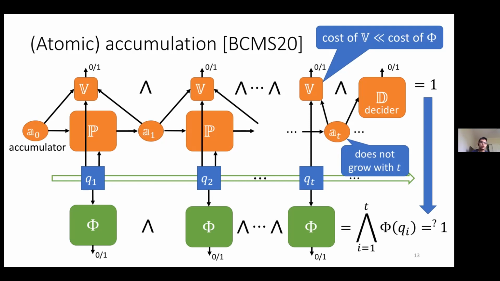And the savings are basically that t times the cost of v plus d is much less than t times phi. That's the efficiency gain that you make.